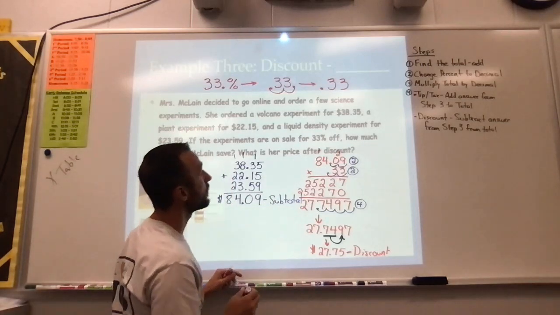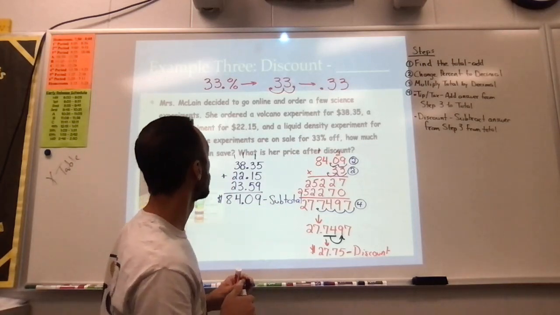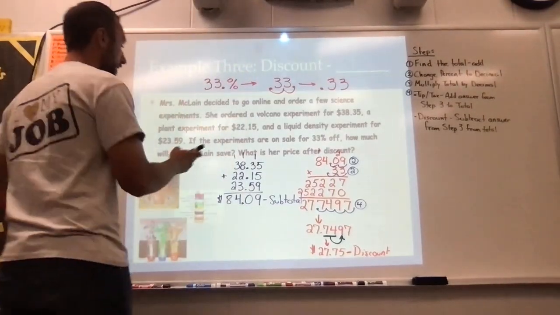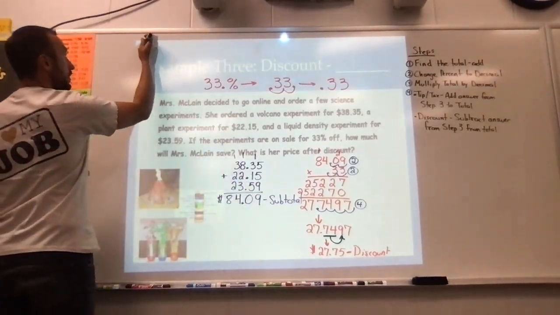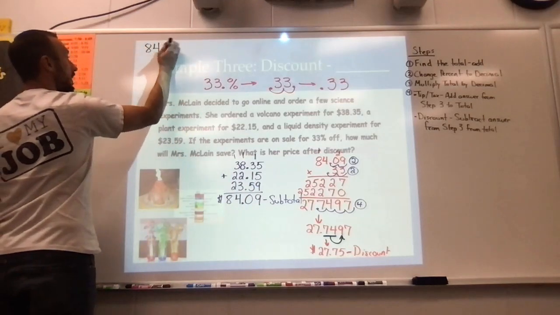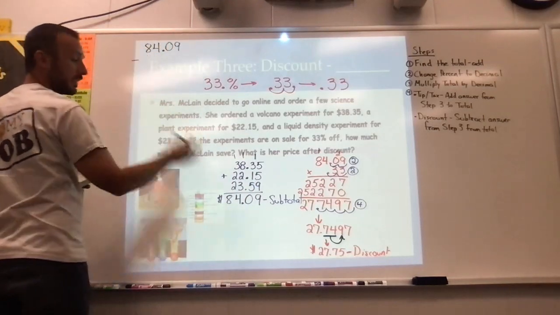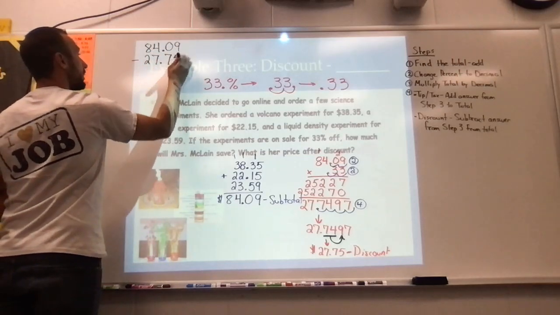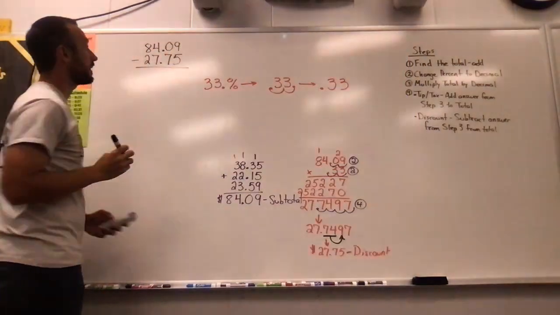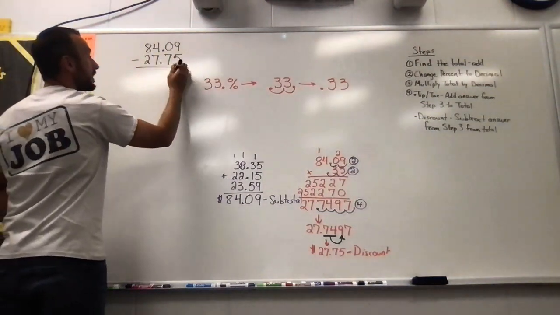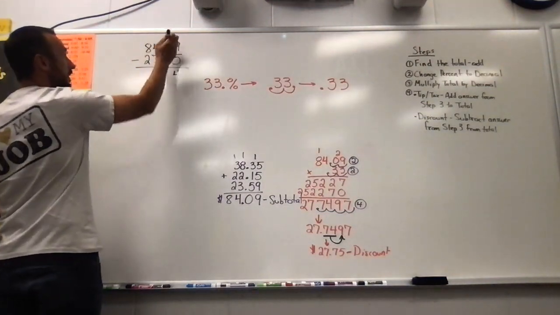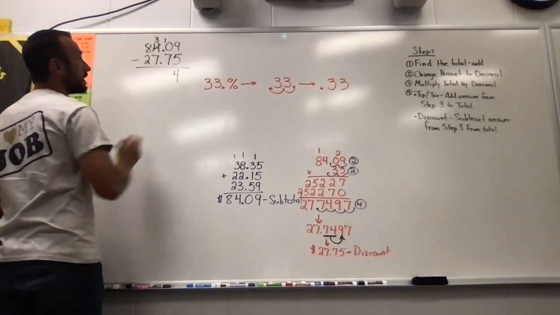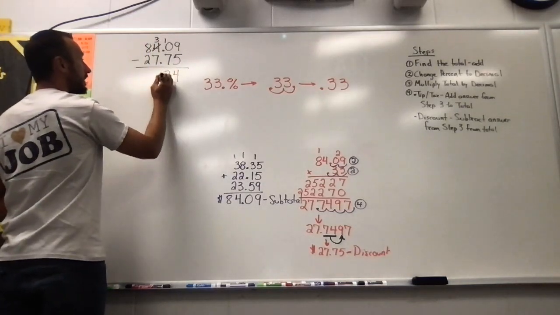So I am going to take her subtotal, which is 84.09, and I'm going to subtract her discount, which is $27.75. 9 minus 5 is 4. I can't take 7 away from 0, so I have to borrow. That becomes a 3. That becomes a 10. 10 minus 7 is 3. I put down my decimal.